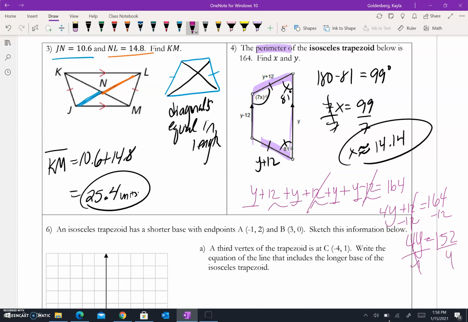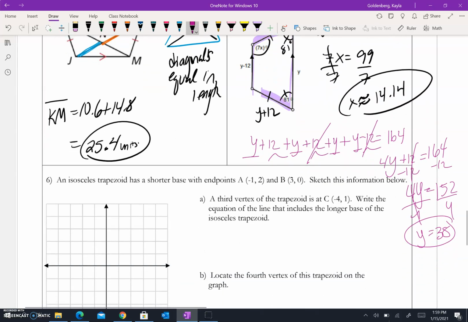Divide by 4, and on my calculator I'm just double checking what that is. So 152 divided by 4 is going to be 38. Okay, so we've got our x and our y.